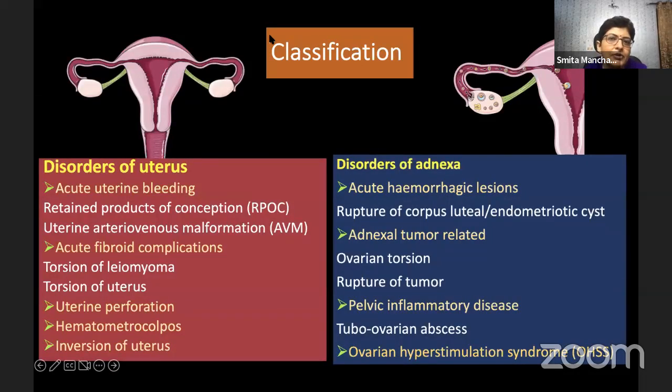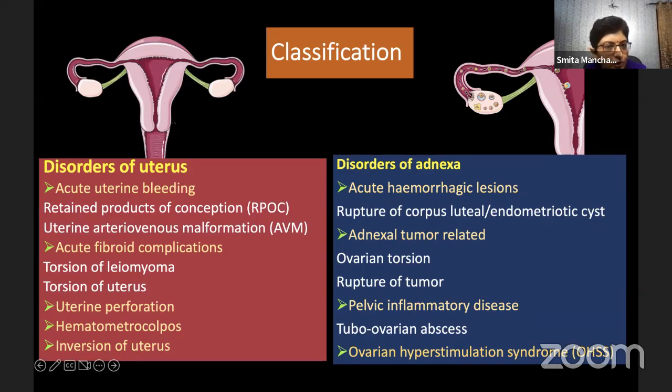In terms of the classification, there can be disorders of the uterus and the cervix, or disorders of the adnexa. In terms of disorders of the uterus, the patient can present with acute uterine bleeding, where the common causes are RPOCs, AVM or GTNs. They can be acute leiomyoma or fibroid complications like torsion of the leiomyoma. They can be a torsion of the uterus. They can be a uterine perforation.